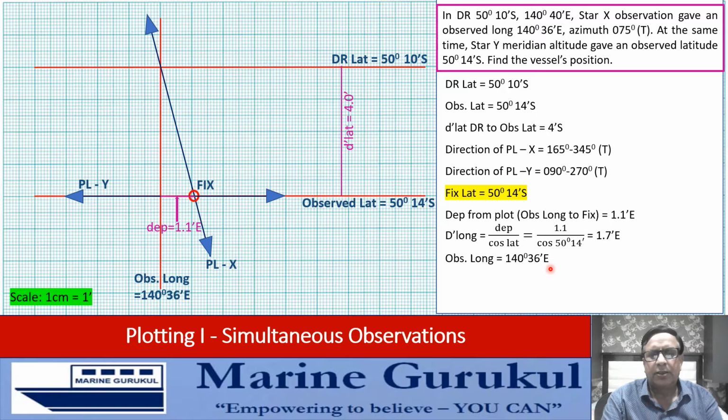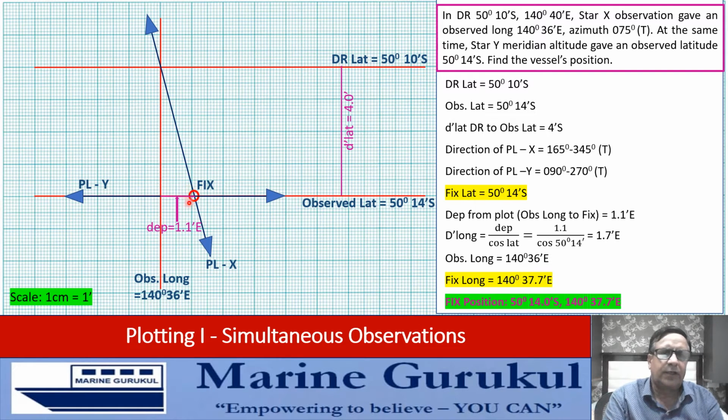When we apply a d long of 1.7 minutes east to it, our fixed longitude becomes 140 degrees 37.7 minutes east. So the coordinates of our fix obtained through plotting would be 50 degrees 14 minutes south, 140 degrees 37.7 minutes east, and it's here that we have the fix of the vessel.